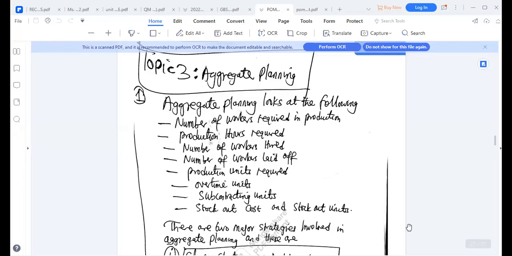Okay, so we are now looking at aggregate planning, which is one of the cardinal topics in production and operation management.